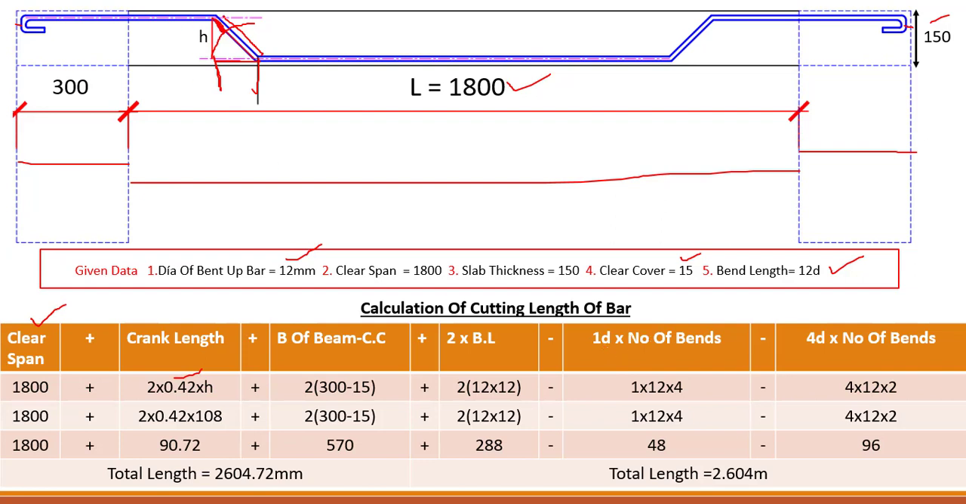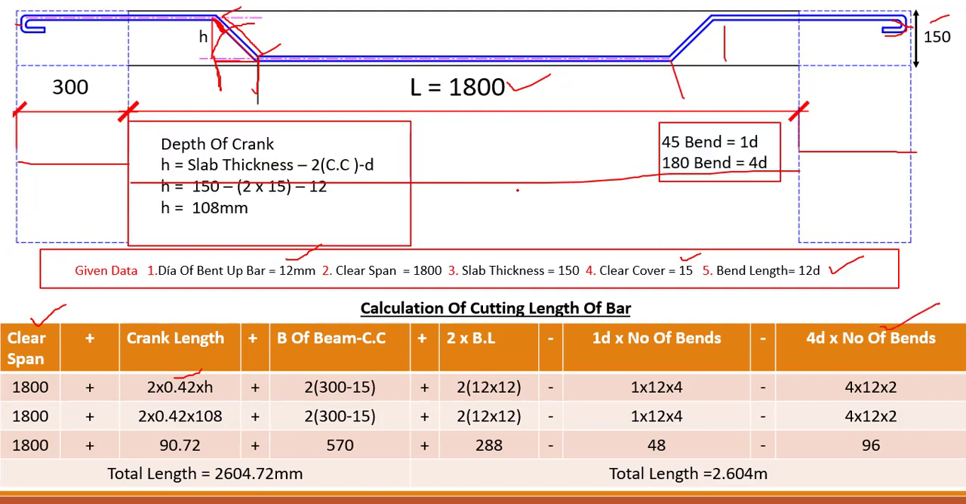Okay, so here if the angle is 45 degree, then we have 1D for 45 degree into number of bends. So number of bends will be 1, 2, 3 and 4 bends. Minus 4D for 180 degree. If the hook is 180, then we will take 4D into number of bends. So now for 45 degree it is 1D and for 180 degree it is 4D. Now clear span we know it is 1800.